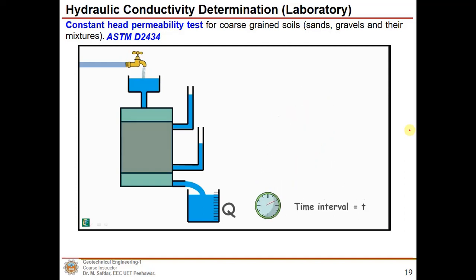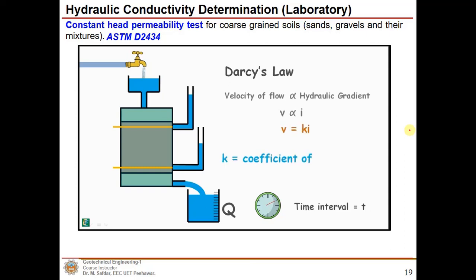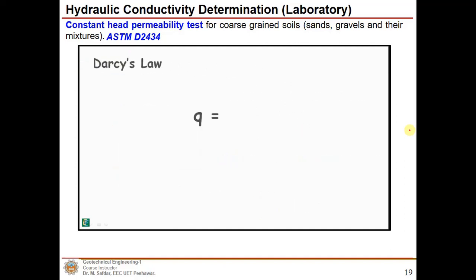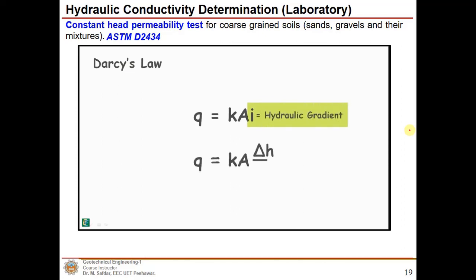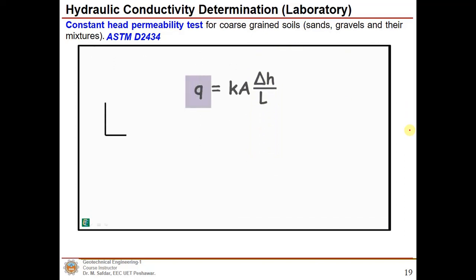Now for this system, we may apply Darcy's law, which states that the velocity of flow of liquid between 2 points in the soil is directly proportional to the hydraulic gradient applied to it. And K is added as proportionality constant, which is called coefficient of permeability of soil. We also write the law for discharge as this. I is the hydraulic gradient and can be written as this. Here, discharge can be calculated as the volume of water collected, capital Q, divided by the time interval T.